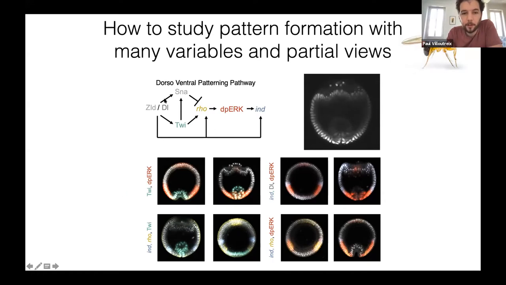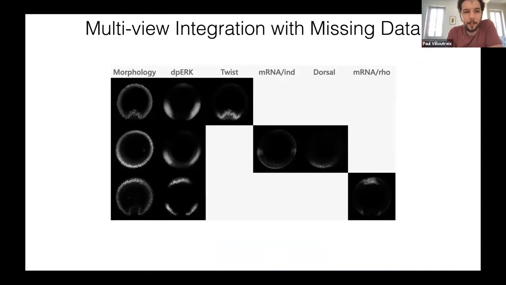Now, to understand this gene regulatory network in space and time, you need to integrate these snapshots with live movies like this one. So how do you do that? That was the question. And the answer is that you can view that as a multi-view integration problem with missing data.